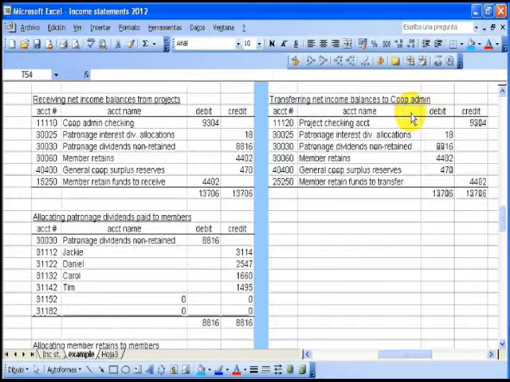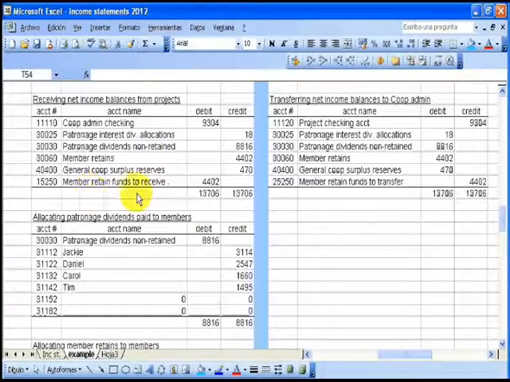And now this is transferring the net income balances. So now you're moving the money. Whatever is going to go over to the co-op administration now moves with money. So money is taken out of the checking account to equal the interest and the patronage dividends. The member retains, but you'll see the money stays in the projects, but the actual recording of the member retains will go into the co-op administration books over here.